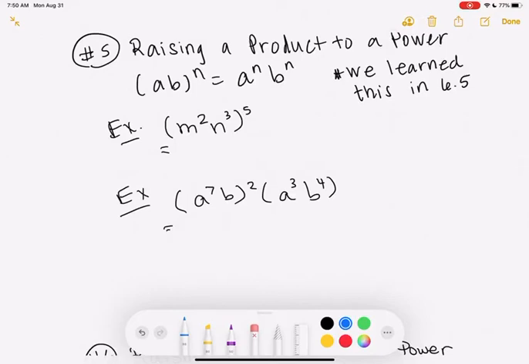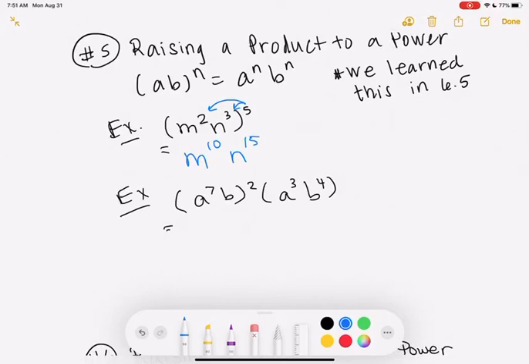Okay, so for the first one, remember that 5 is just going to get applied to both of these guys here. So we have m squared to the 5th power, so we're going to multiply those. We're going to have m to the 10th, and then what do you get for n? n to the 3 times 5 will give me 15.